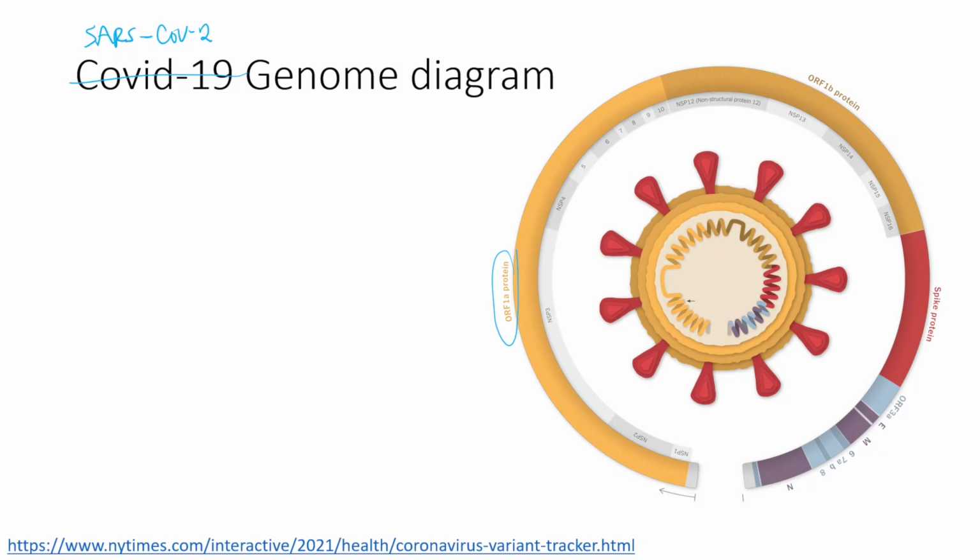This ORF1A protein has a number of different proteins that it gets broken down into. Something interesting about this virus and other viruses: compared to people, when we want to make a protein, we have one piece of RNA, and that one piece of RNA generally gets made into one protein.